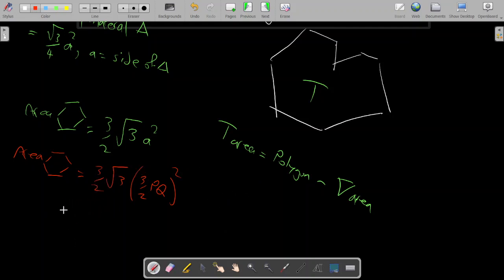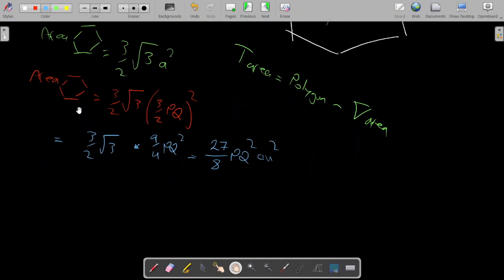So we're going to simplify this. It means that the area of the polygon is going to be equal to, inside of this bracket here is going to become equal to 9 over 4 PQ square. So my rule is going to be equal to what? Everything is going to be multiplied in 3 over 2 square root of 3. So all of this is going to be equal to 27 over 8 PQ square. Okay? Centimeter square, because this is an area.